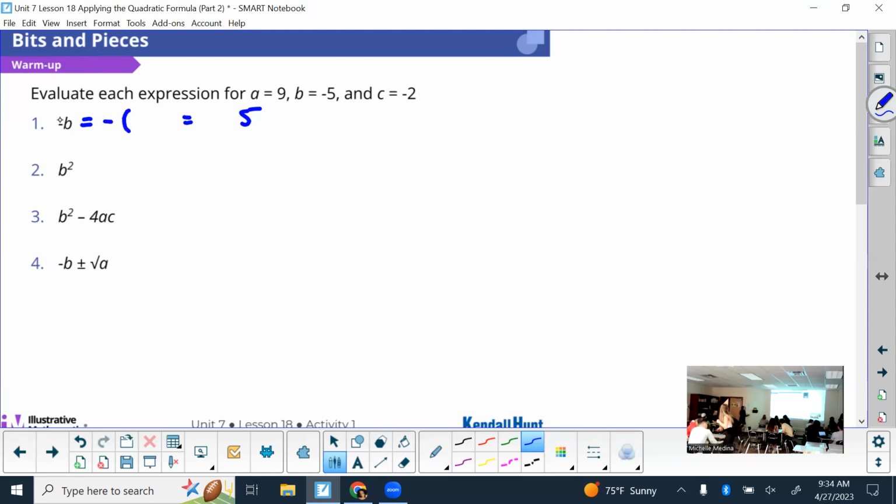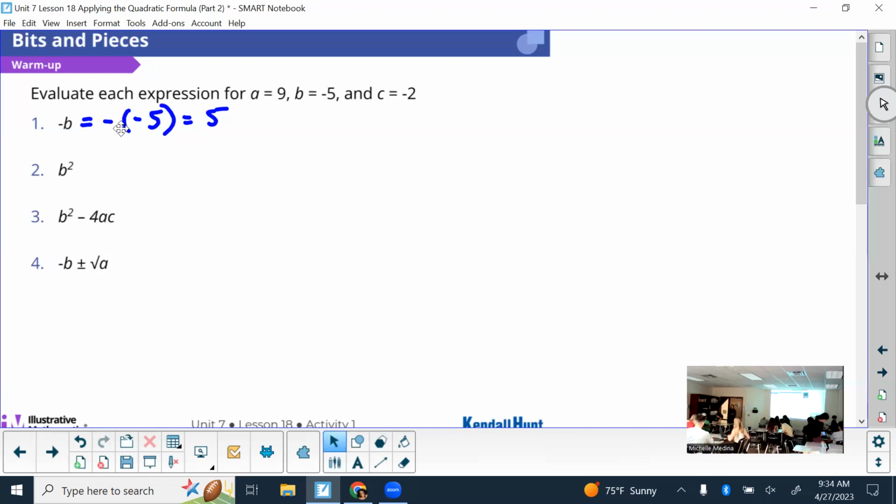Parentheses. So if it's -b and my b happens to be a -5, plugged in, it looks like that. And what happens with that double negative? Becomes a positive. Because really, what's always outside parentheses, even if it's not written? Multiplication by what? A 1. So since there's a minus there, that means it's a -1 times -5. So I should get a +5 for that one.